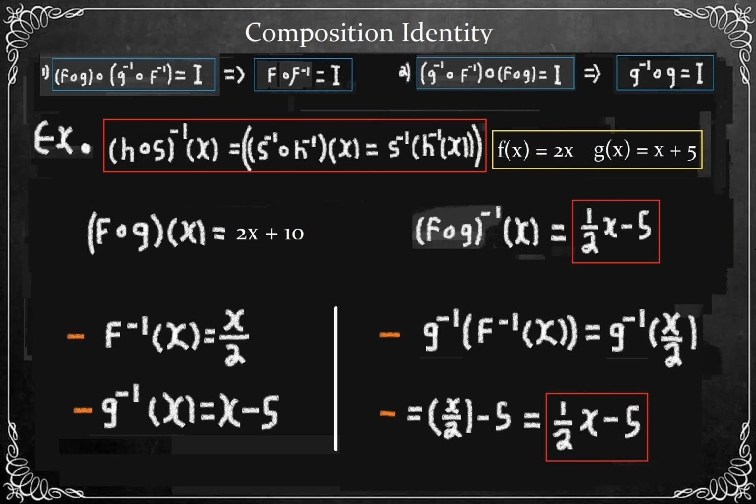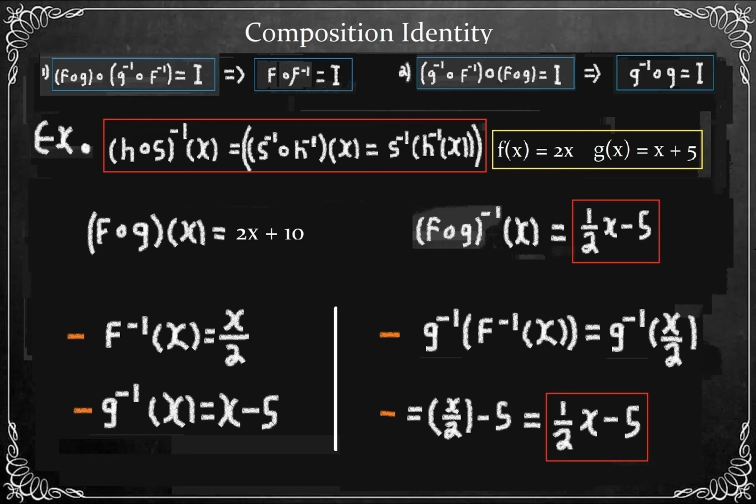Here we can do some mental math. First, replace every instance of x in f circle g with 1 over 2 x minus 5. 2 times a half essentially simplifies to 1, which just leaves x minus 10 plus 10, which just equals x, the identity function. Next, replace every instance of x in f circle g inverse with 2x plus 10.